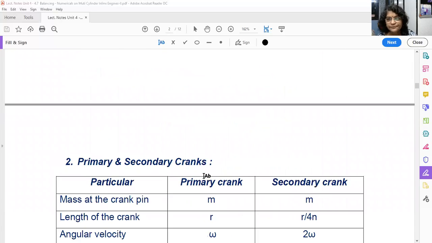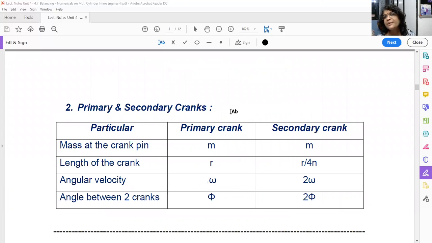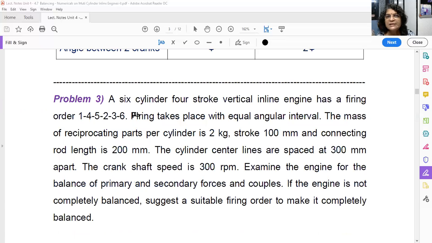Okay, so this is the comparison between primary and secondary crank. When we solve the problem, first we have to draw primary crank diagram and secondary crank diagram. So we have to show the notation like this. Mass is m, crank radius is r, for secondary r upon 4n, angular velocity omega for primary crank, 2 omega for secondary crank, and angle between 2 cranks, if it is phi for primary crank, it is 2 phi for secondary crank.